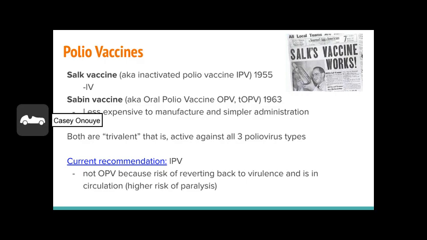There are two types of polio vaccines: the Salk vaccine, which is also known as the inactivated polio vaccine, or IPV, and the Sabin vaccine, which is also known as the oral polio vaccine, OPV or TOPV. And these are both trivalent, that is, active against all three poliovirus types. However, the current recommendation is IPV.